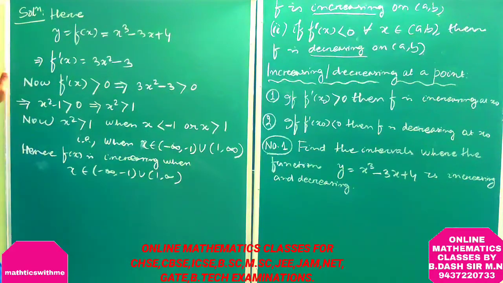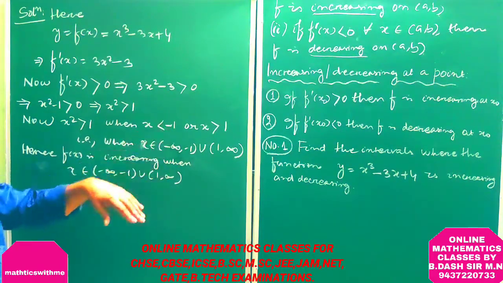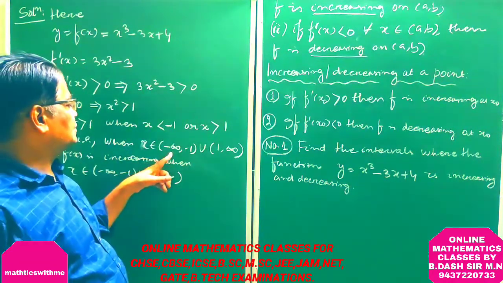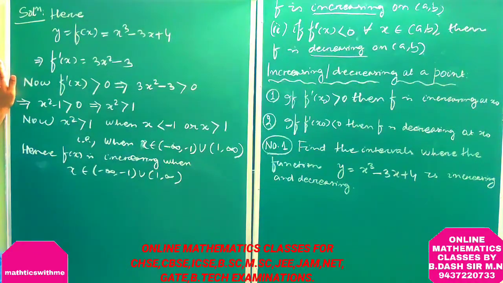So the function f'(x) > 0 implies 3x^2 - 3 > 0. After simplification we get x^2 > 1, and x^2 > 1 when x < -1 or x > 1. So we can write this way: x belongs to (-infinity, -1) union (1, infinity). Hence the function f(x) is increasing when x belongs to (-infinity, -1) union (1, infinity).